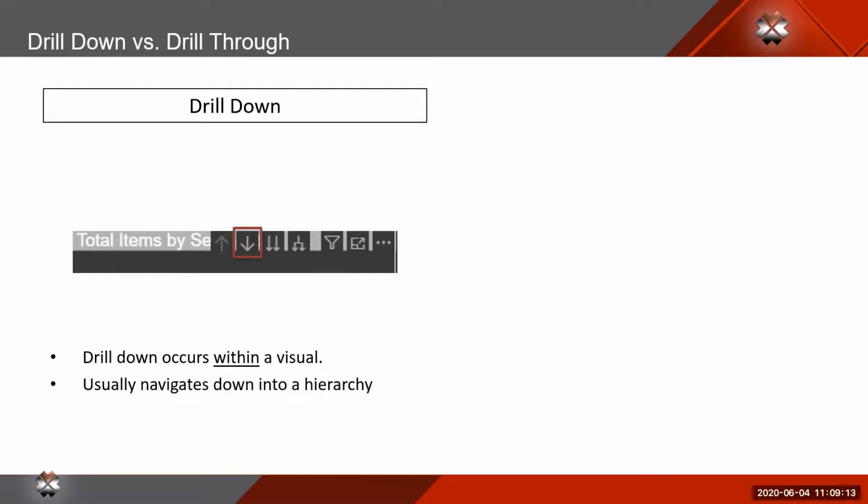Drilling down usually navigates down in a hierarchy, and oftentimes the drill down activation filters a static page. No new visuals are created, but visuals that have a filter interaction with the starting visual will update to a filter for the category distinction that was drilled down upon.